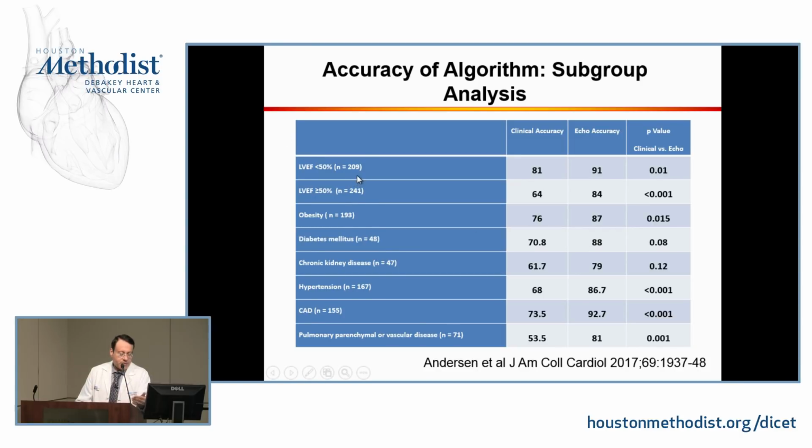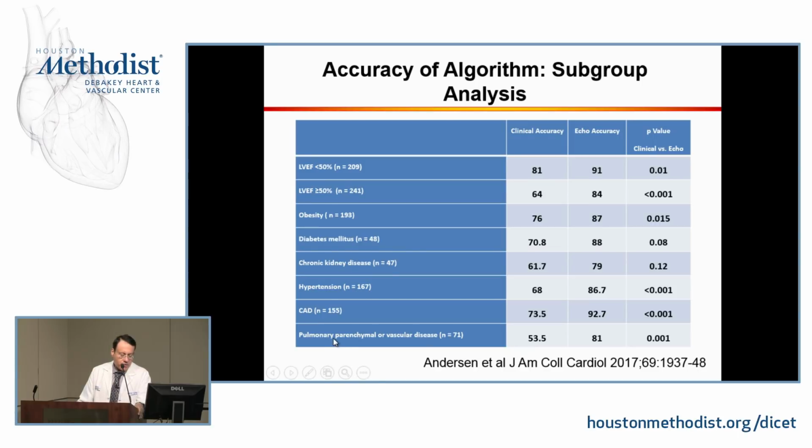Also, if you look at subsets based on EF, the presence of obesity and other conditions, in general, echo accuracy was more. Worth emphasizing two particular groups. A group of patients with a preserved EF, here we defined it as 50%. Notice clinical accuracy is 64 compared to 84%. So echo is not perfect clearly, but much better than clinical assessment only.